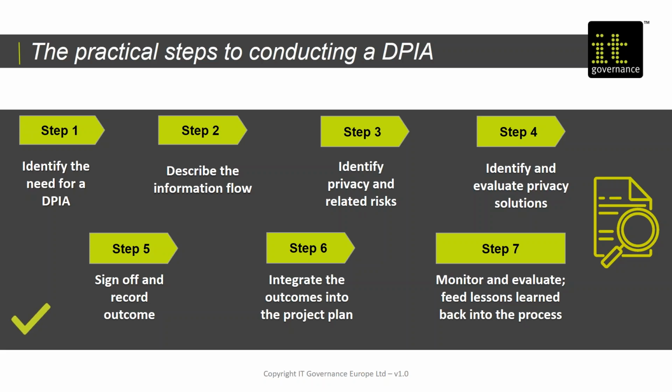And finally, step 7, monitor and evaluate. Feed lessons learned back into the process. So organizations should take care to ensure that the steps taken as a result of the DPIA have been properly implemented and are having the desired effect. This is why continuously referring back to the assessment is a good way to ensure that the planned actions are being taken and privacy risks properly managed. So there you have 7 practical steps to conduct a DPIA.